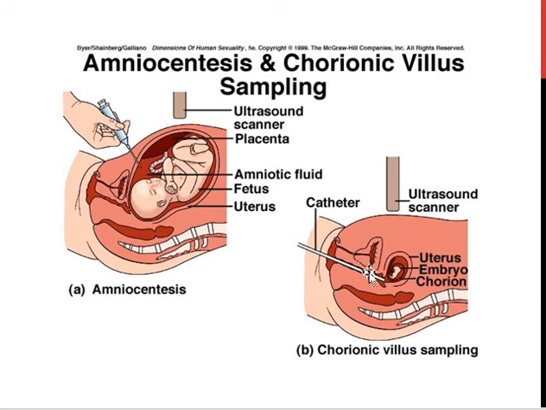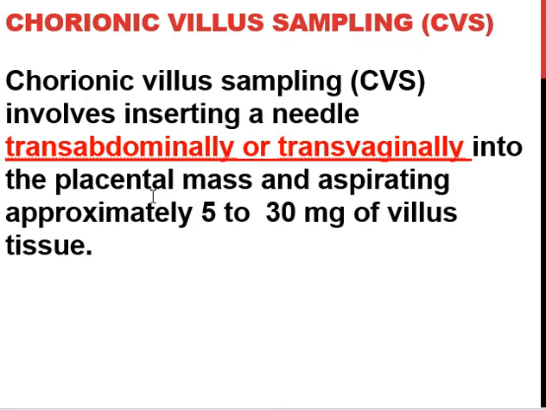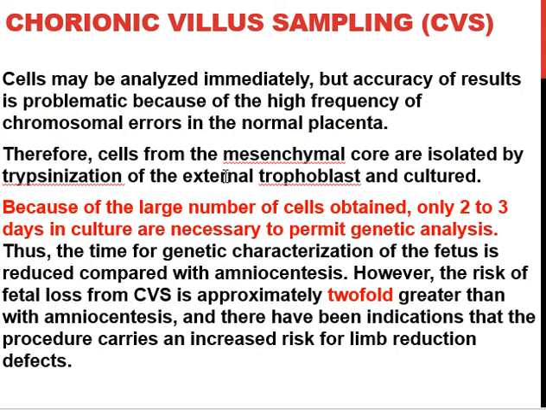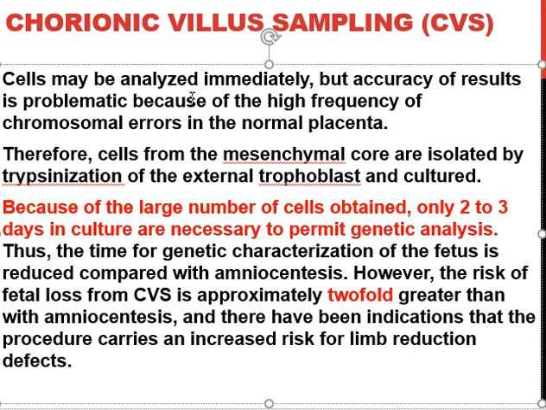So in this we can use two approaches, that is we can pass the needle transabdominally just like the amniocentesis, or transvaginally we can pass it to get the placental mass, and from the placental mass we will have the 5 to 30 milligram of the villus tissue. By this sampling, cells may be analyzed immediately, but accuracy of result is problematic because of the high frequency of chromosomal errors in the normal placenta.